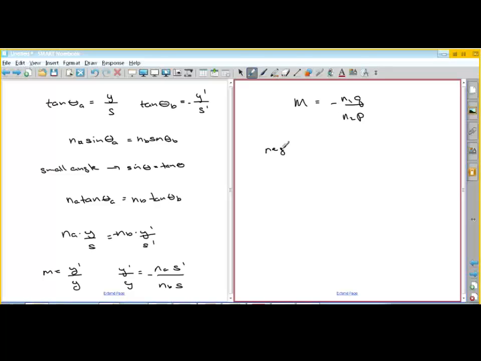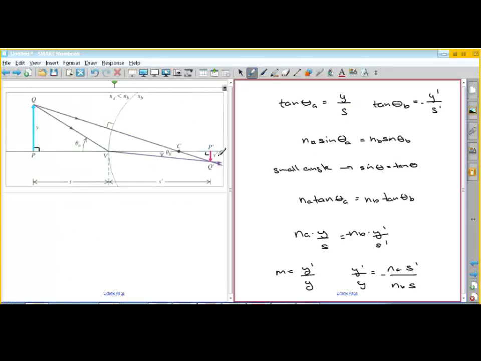So you can say the negative sign in the magnification equation indicates an inverted image. So remember, the two kinds are upright and inverted. And the magnification is typically going to be smaller. If you go back to the drawing here, you can see that the image is smaller than the object.